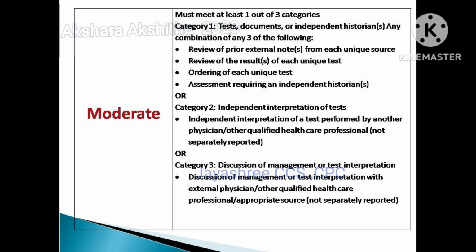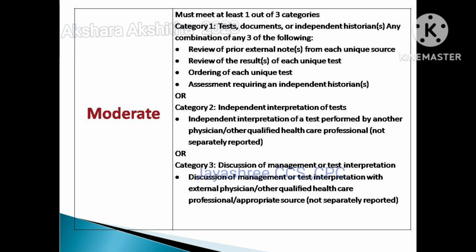So to consider it as moderate level, they have given 3 categories. Out of the 3 categories, only one category should match. Each category has points, and all the points should match to consider it a particular category.